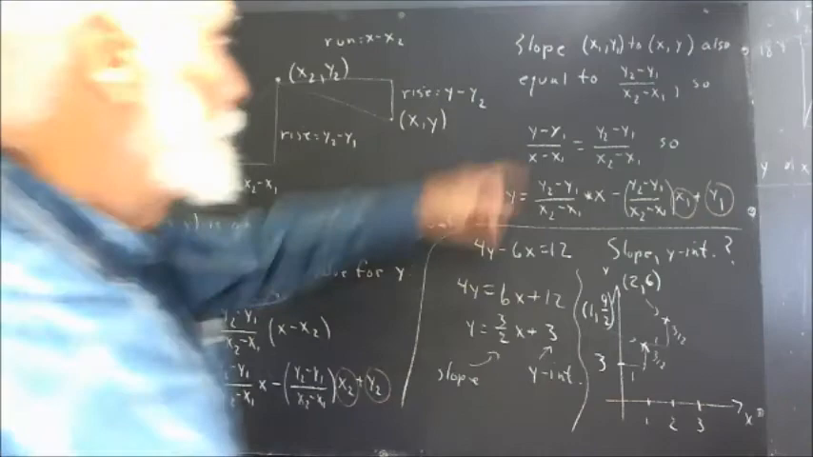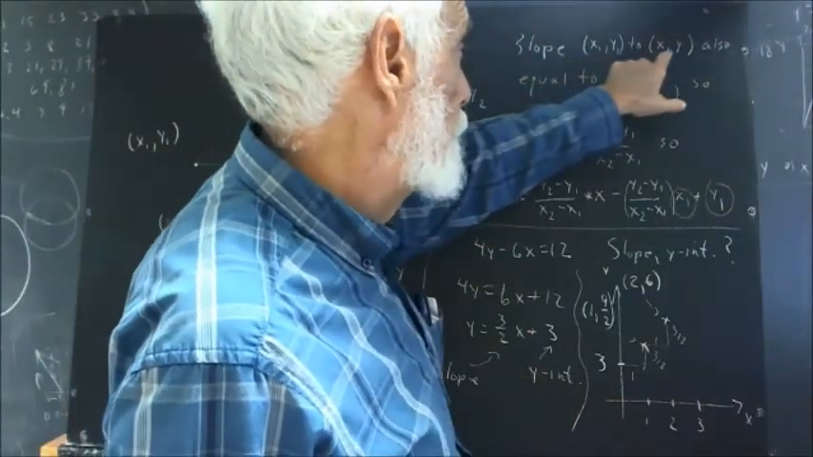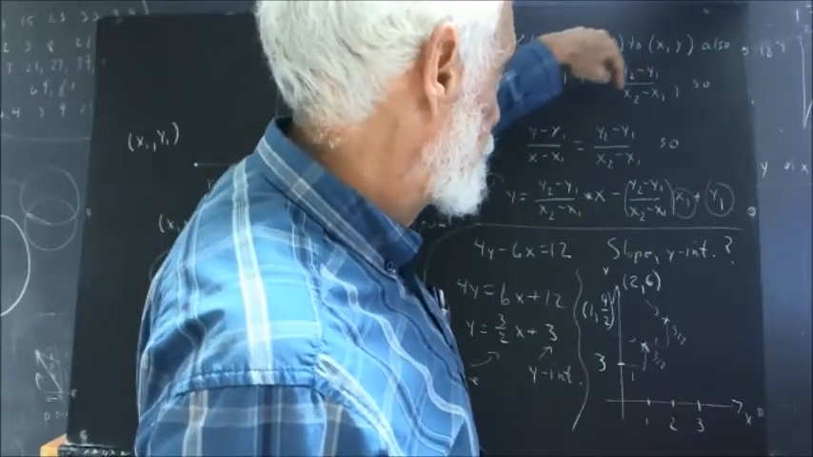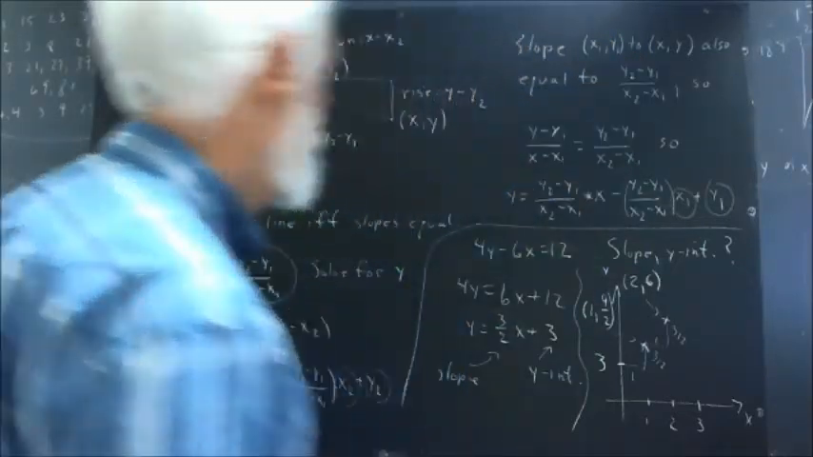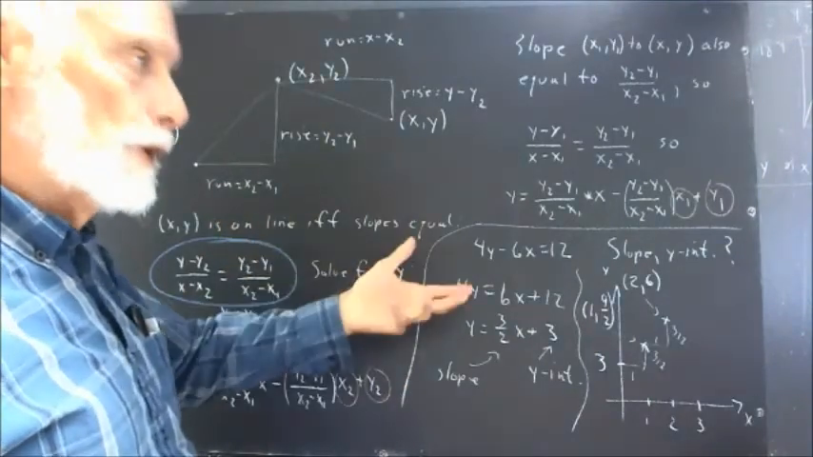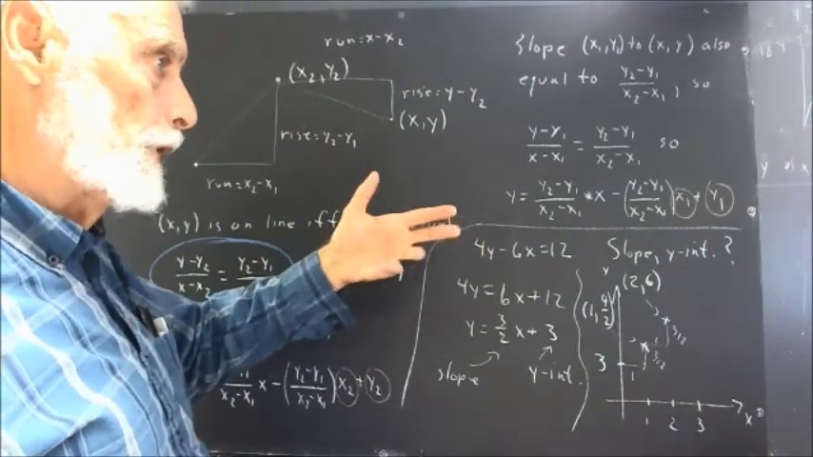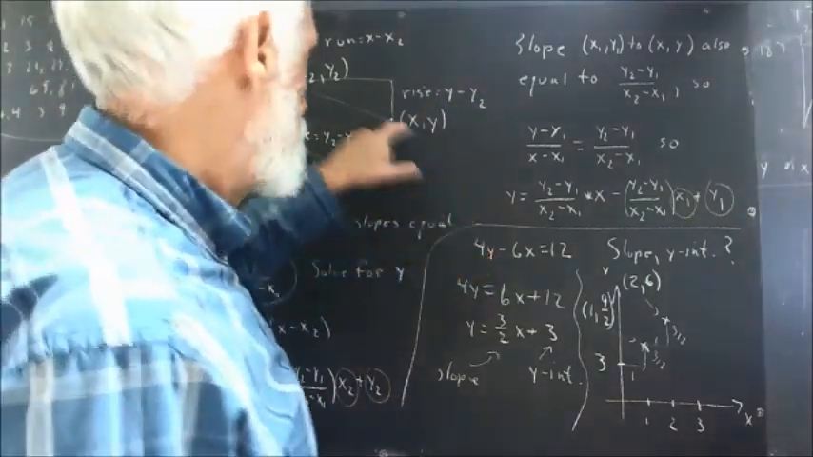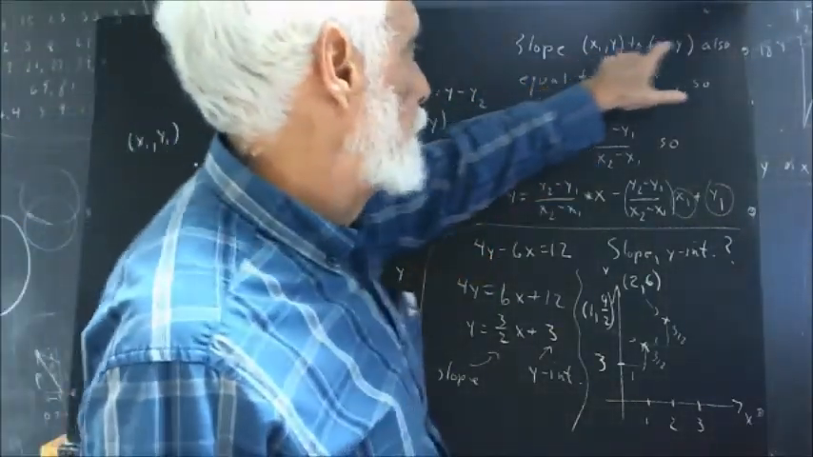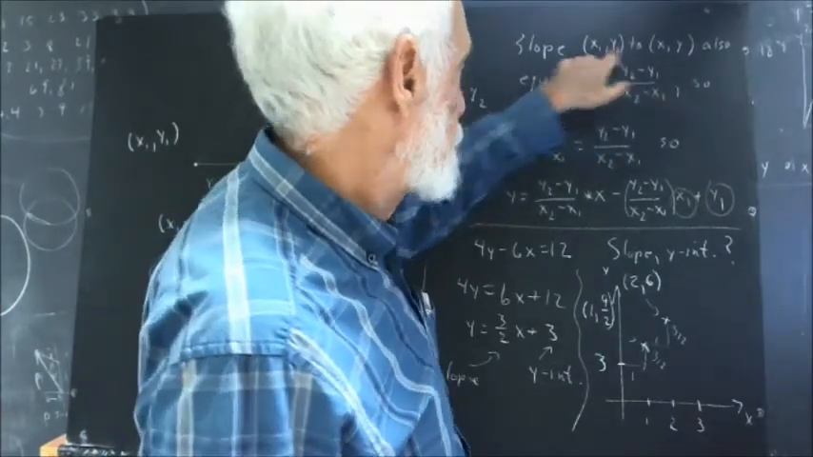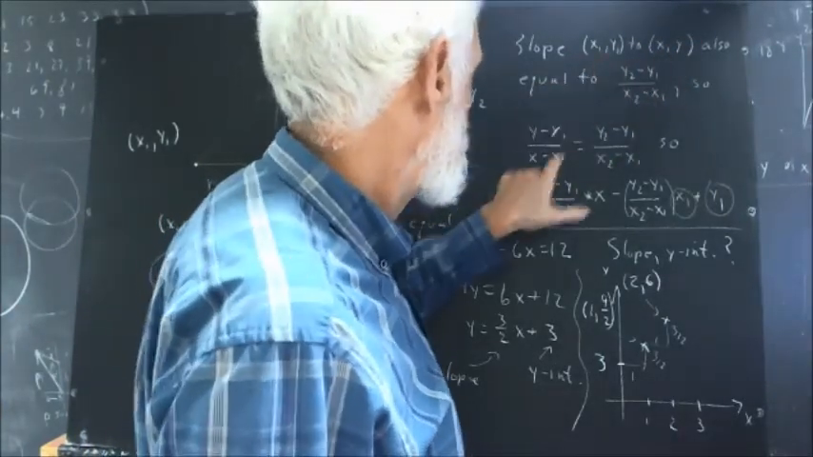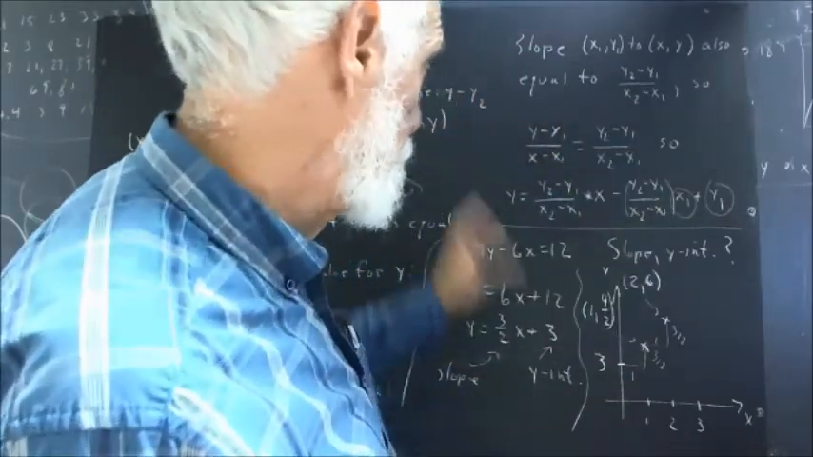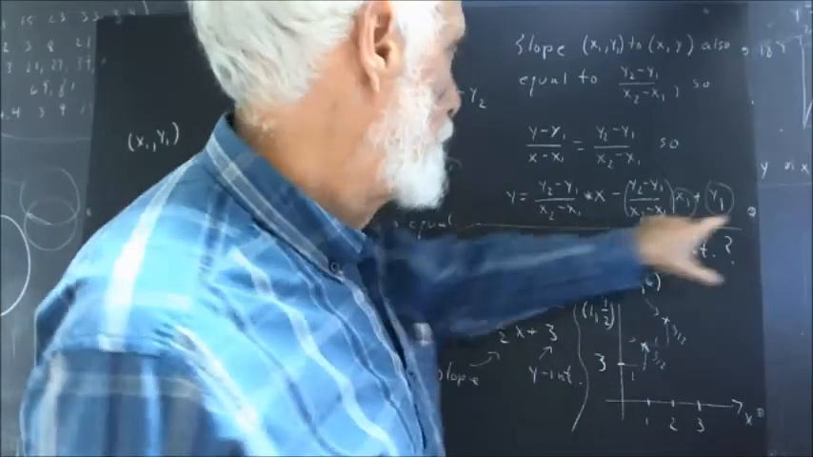So we can say the slope from x1, y1 to x, y is also equal to y2 minus y1 over x2 minus x1, because again, the slope between any 2 points of a straight line is the same as the slope between any other 2 points. That tells us then that the slope from x1, y1 to x, y is going to be y minus y1 divided by x minus x1. That's going to equal y2 minus y1 over x2 minus x1, and we end up with the same solution.